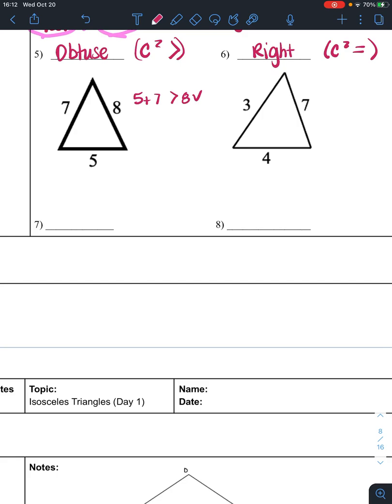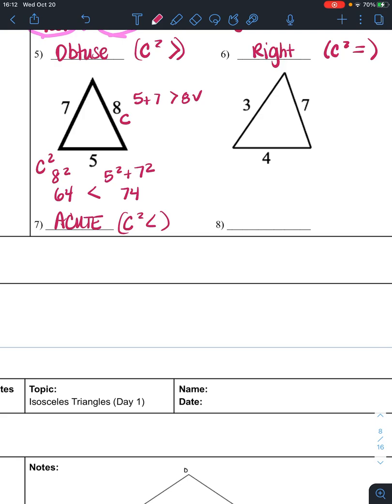And so now I test it. My hypotenuse would be 8. My longest side is my C. So 8 squared, and then I compare that to 5 squared and 7 squared. Well, we did 5 squared and 7 squared a minute ago. That was 74. And 8 squared is 64. Remember, this is my C squared. So C squared is less. So since C squared is less, that means that this triangle is acute.